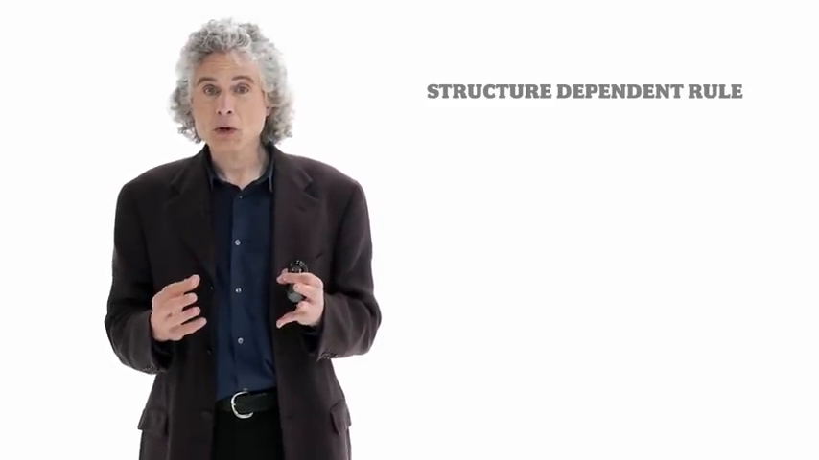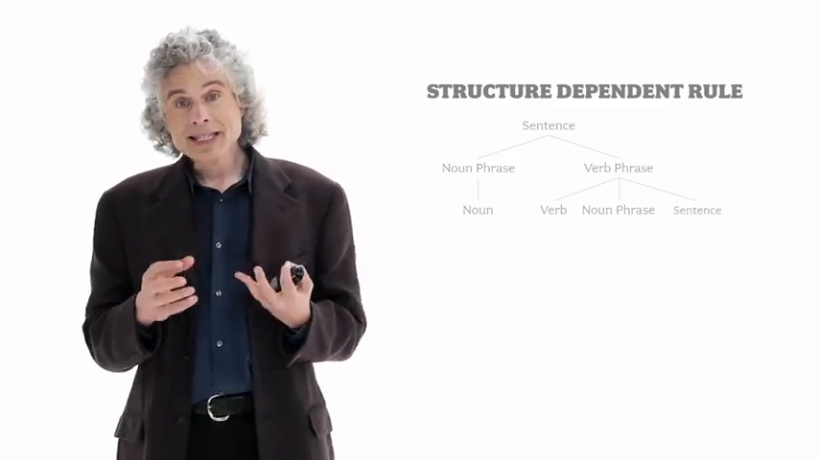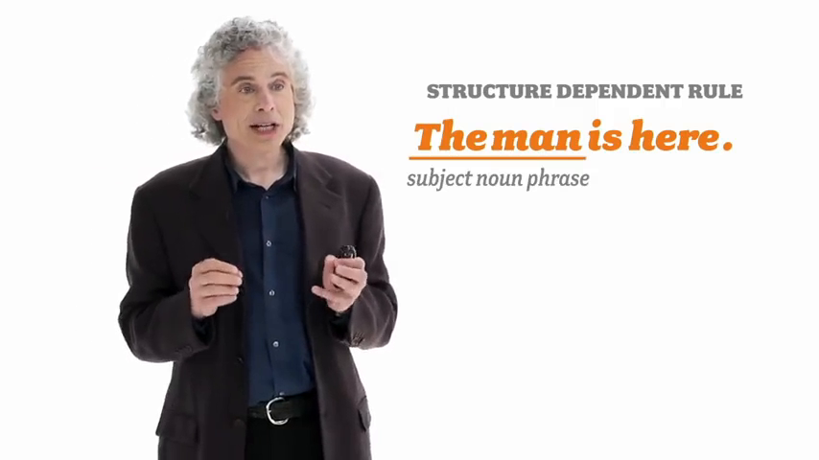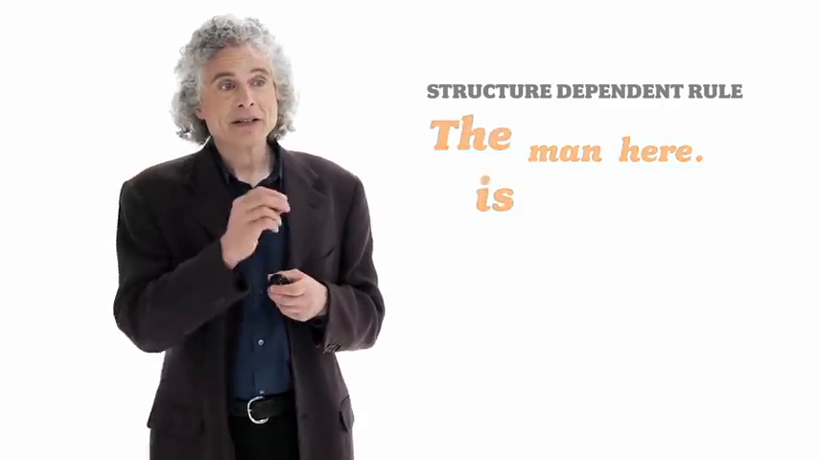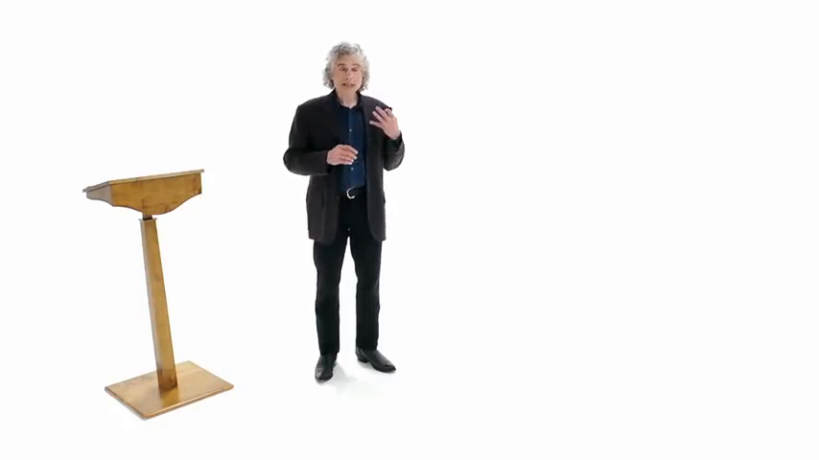Now there's a more complex rule that the child could posit called a structure-dependent rule, one that looks at the geometry of the phrase structure tree. In this case, the rule would be, find the first is after the subject-noun phrase and move that to the front of the sentence. Now, what's the difference between the simple word-by-word rule and the more complex structure-dependent rule?